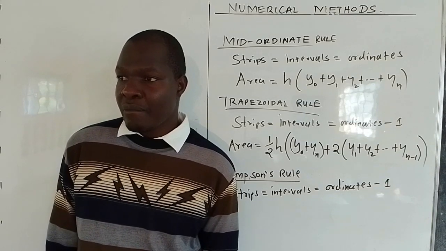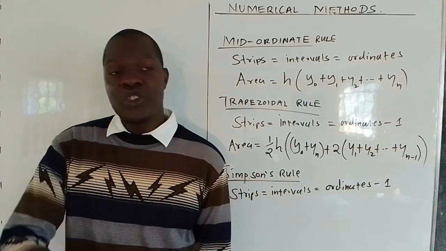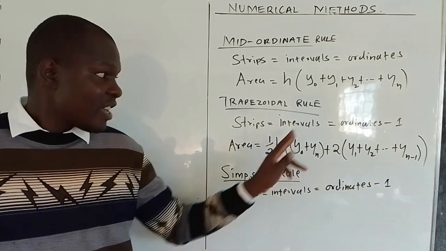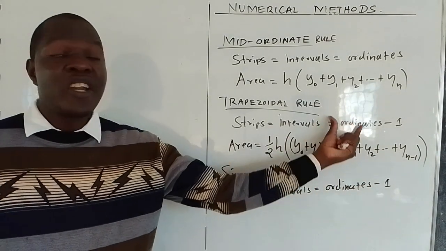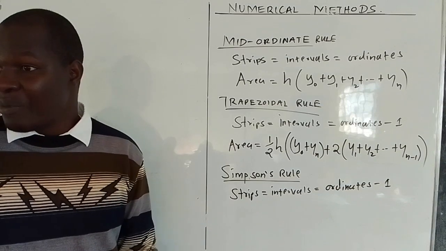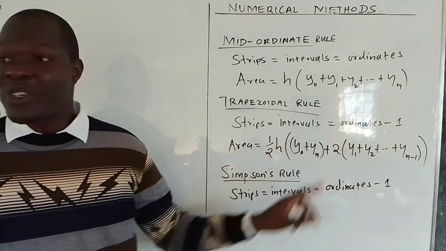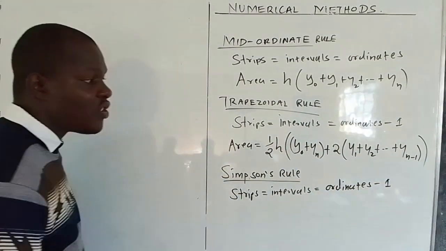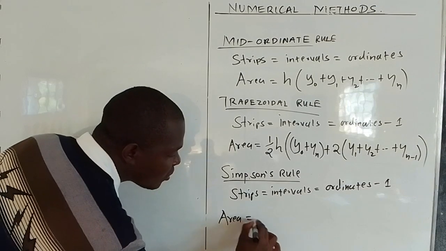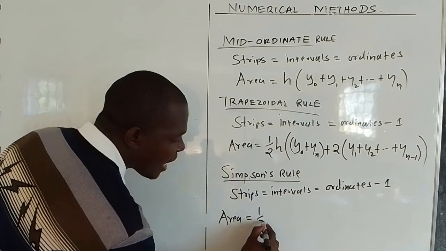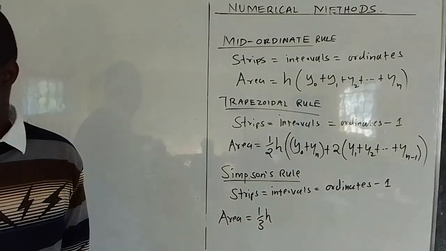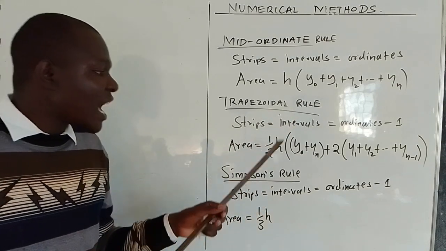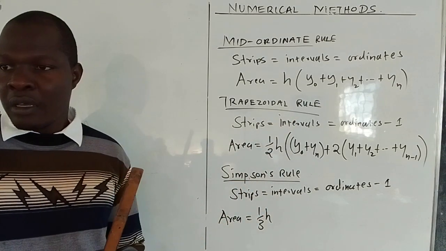Are we together? Okay? Though we did it using 3 ordinates, it is ordinates minus 1, just like the trapezoidal rule, of which it is an expansion. Let me use that simple fact. So the relationship is the same as the trapezoidal rule. The area here you will find to be a third. So in the mid-ordinate rule, we start from h, the trapezoidal rule is a half h, then Simpson's rule is now a third h.